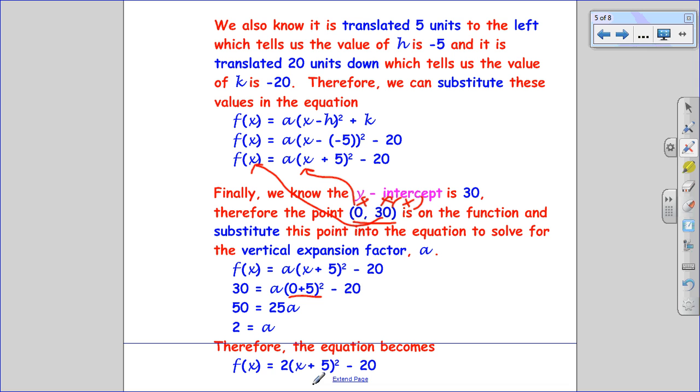And the equation becomes f(x) = 2(x + 5)² − 20. Does it make sense? This shows me a translation left 5. That shows me a translation down 20. And this shows me a vertical expansion because the a value was positive. And if I substitute x = 0 in, I will end up with 30 back out, so I know my solution is correct.